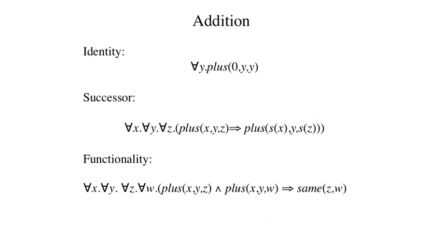Okay, now once we have the same relation, we can define the other relations in our arithmetic. The axioms here define the plus relation in terms of s, 0, and same. Adding 0 to any number results in that number. If adding a number x to a number y produces a number z, then adding the successor of x to y produces a successor of z. And finally, using same, we can write a functionality axiom for plus.